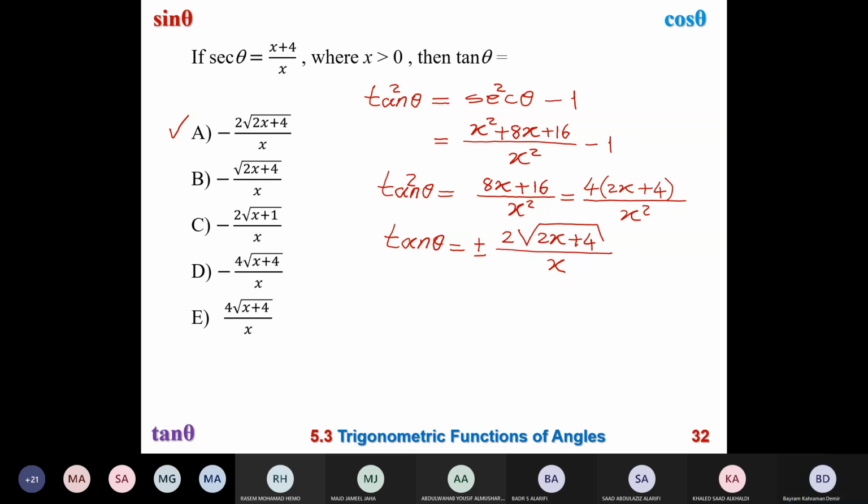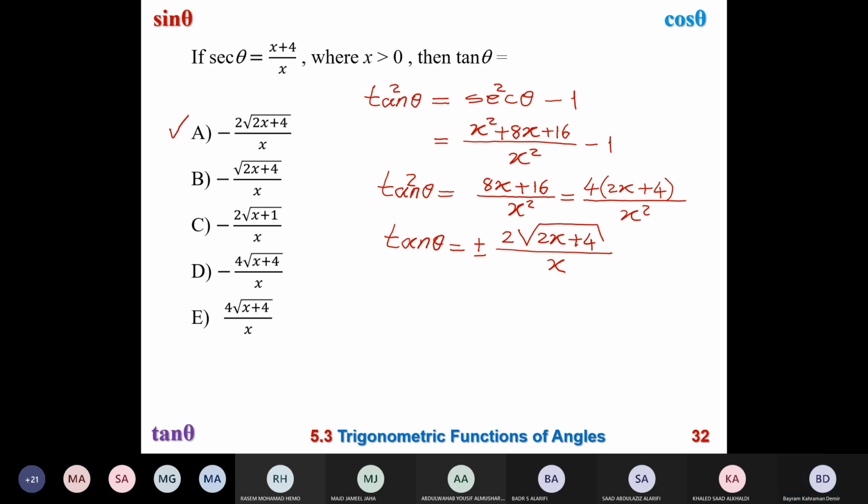You see? And they cannot also put the positive one because both of them are correct, right, Shabab? It could be positive or it could be negative. So they put the negative one. Looks like theta is in the 4th quadrant, you know.